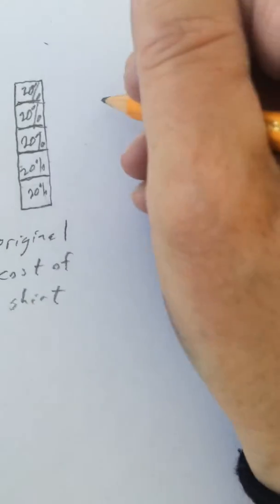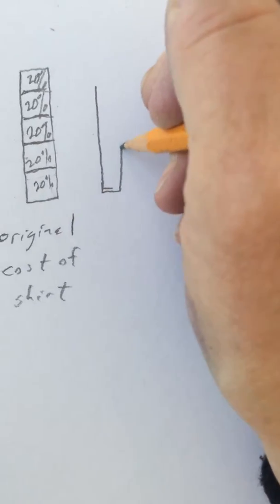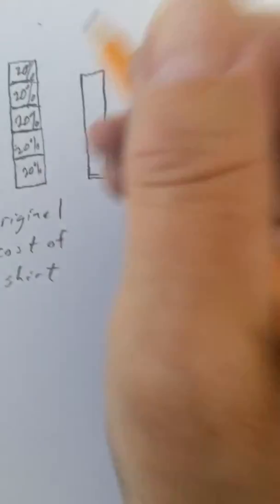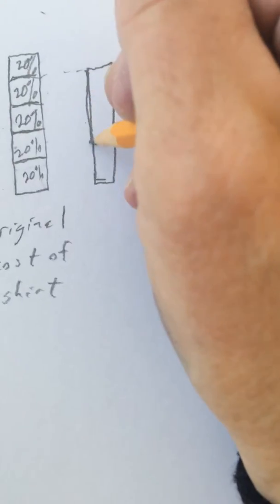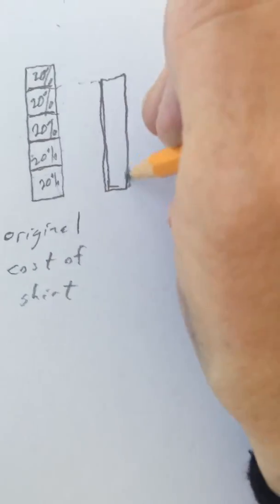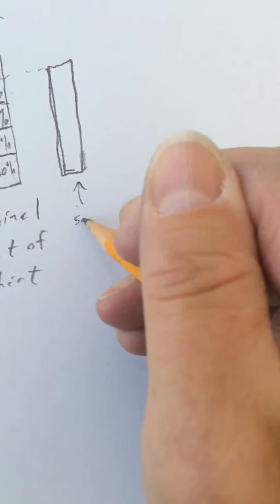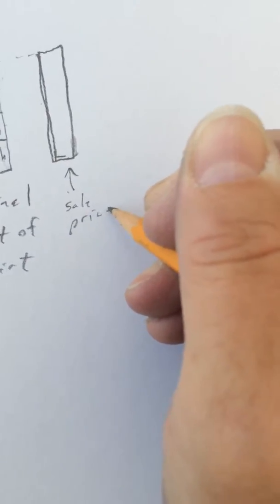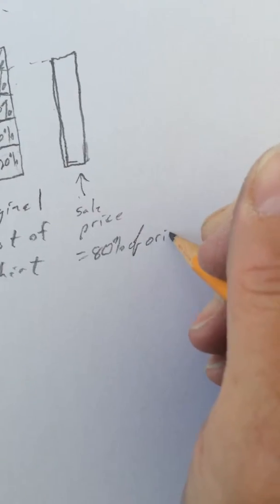We know the shirt's on sale for 20% off, which means that the next broomstick I'm going to draw over here is going to represent the sale price, right? That's 80% of the original. Sorry, I'm not drawing that well. I'm single-handed here because I'm holding the phone in my other hand. Okay? So this is the sale price of the shirt. And we know that it's equal to 80% of the original.